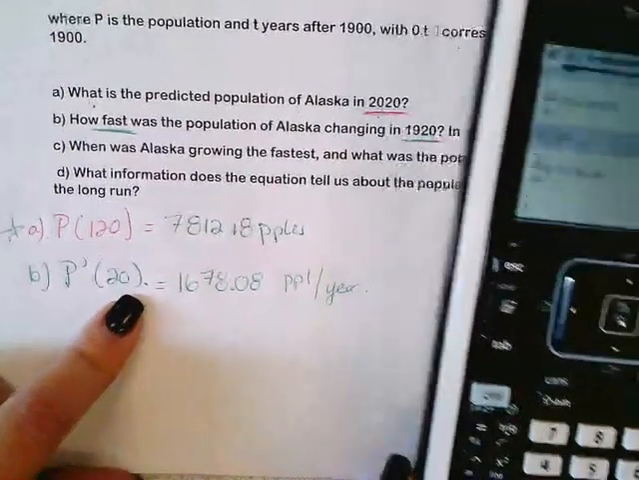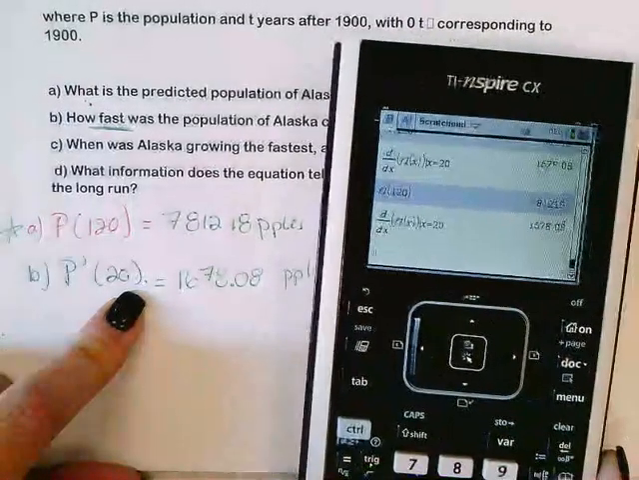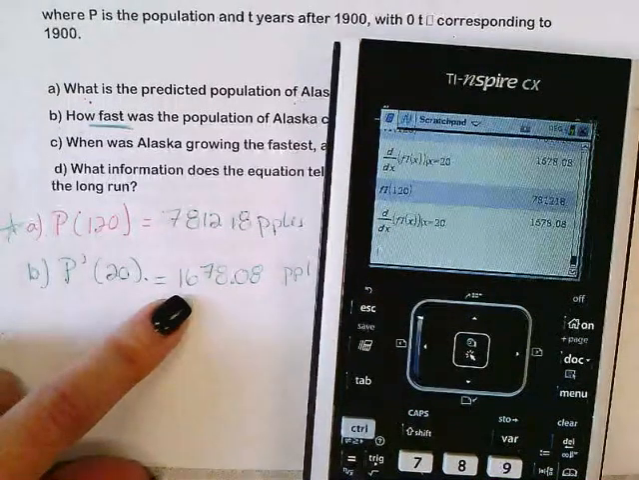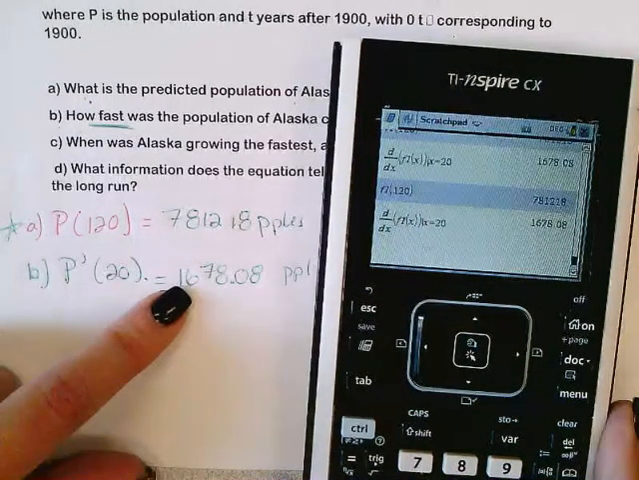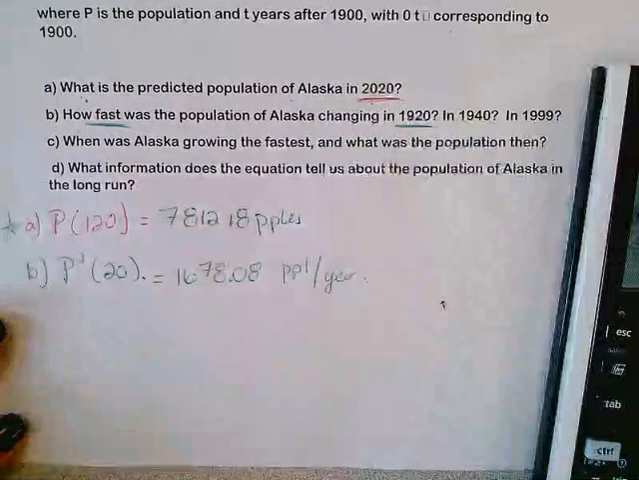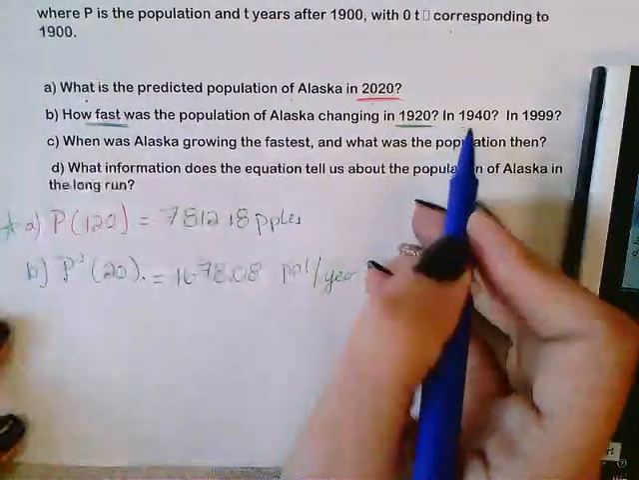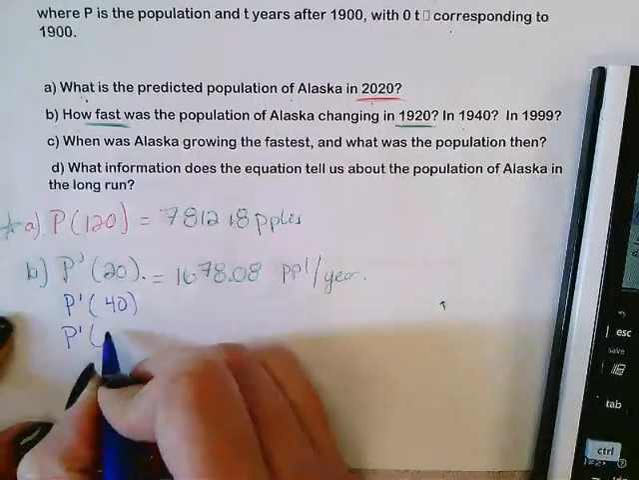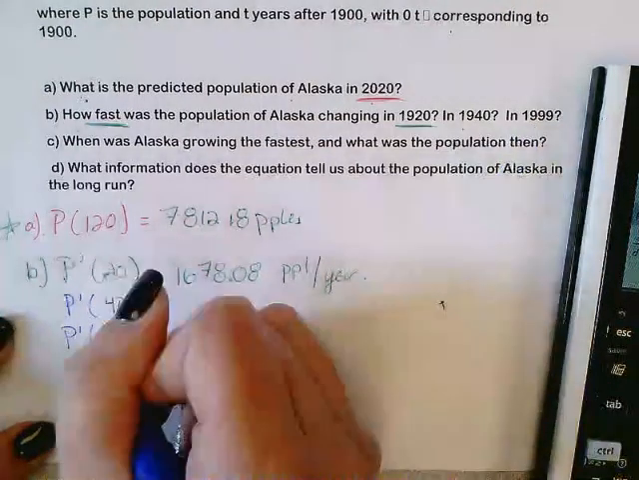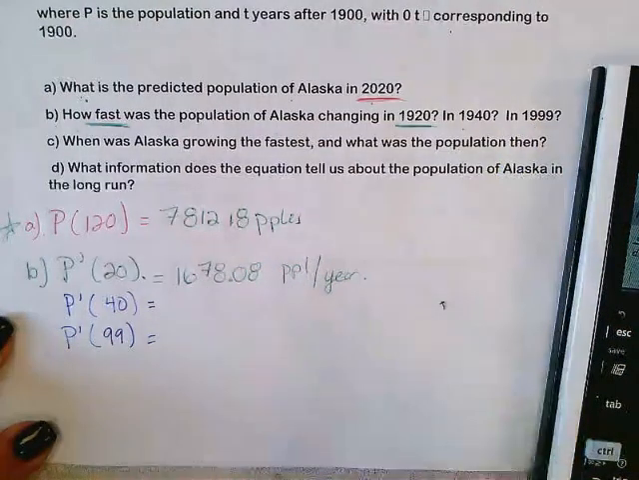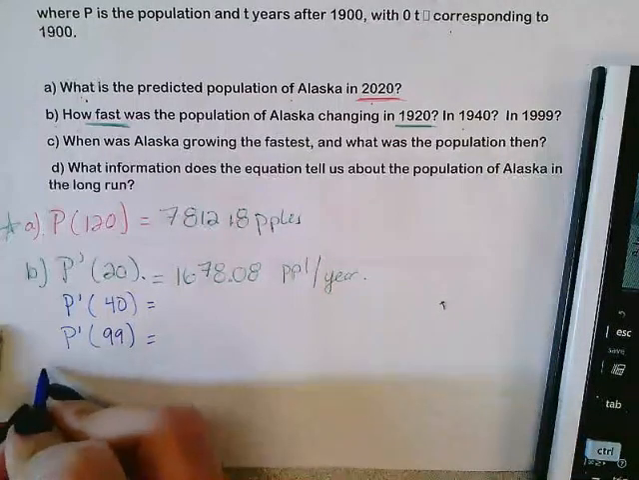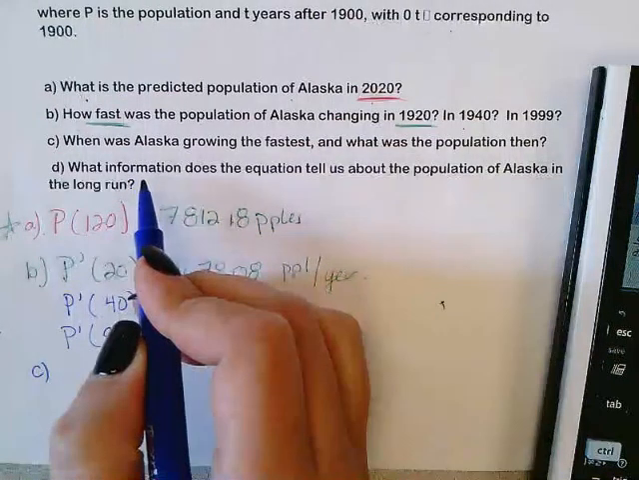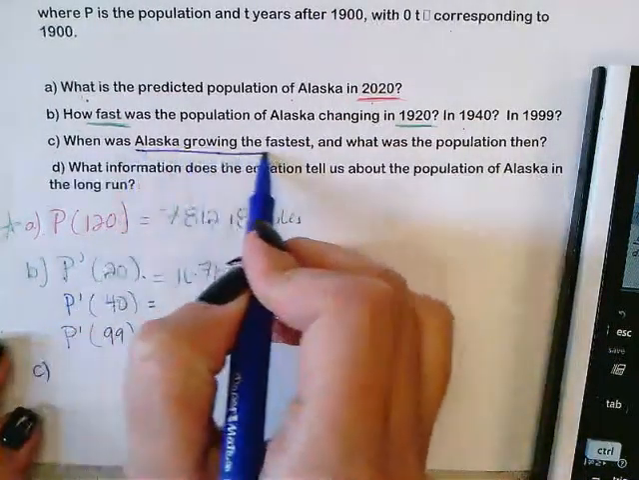So how fast was the population of Alaska changing in 1920? It was changing at about 1,678.08 people per year. Okay, it didn't say to round or anything, so I'm going to take the full decimal. And then you can do this for 1940, which is P prime of 40 years, and P prime of 99 years for 1999, and figure out the rates. Use your calculator.